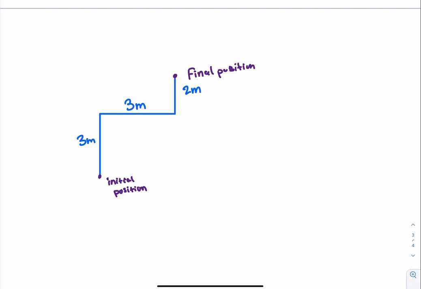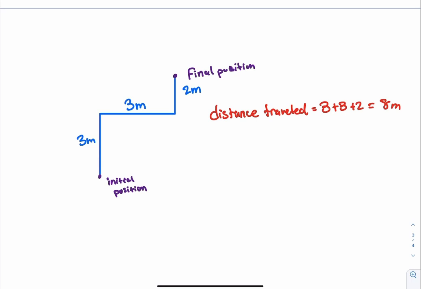First, let's calculate the distance traveled. Following the path of the object, you can see it moved 3 meters, another 3 meters, and 2 meters. That means the total distance traveled is going to be 3 plus 3 plus 2, which is 8 meters.